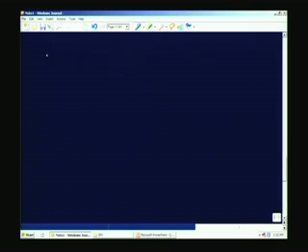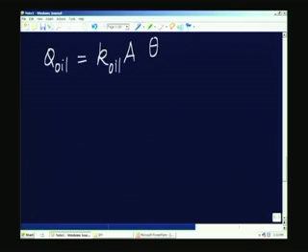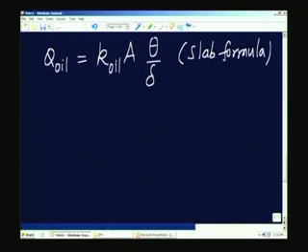So, if you look at the thermal conductivity of the oil, the Q transferred through the oil must be equal to K of the oil multiplied by the area for heat flow multiplied by theta, the temperature difference, divided by delta. Because delta is very small compared to the diameter of the plug, we can use the slab formula. We are using the slab formula because the thickness of the oil film is very, very small compared to the diameter of the plug, and therefore it is almost like a planar slab.